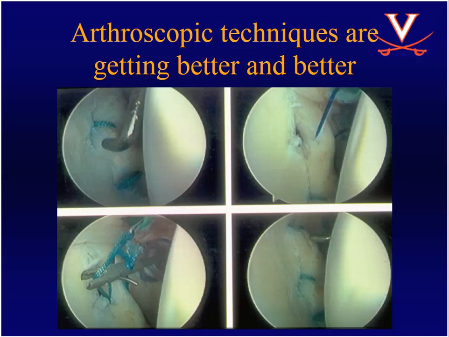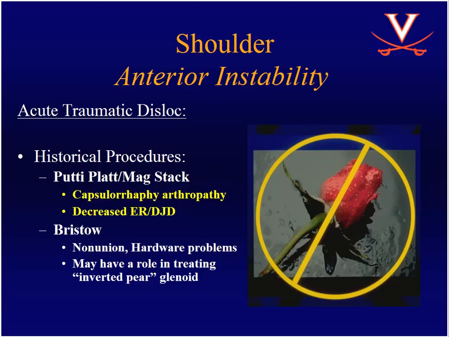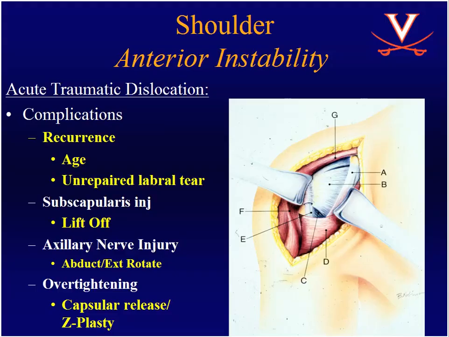Historically, there's been a variety of procedures for anterior instability. The one that works the best is the anatomic procedure. Anytime on your boards or in practice, if you're thinking about what procedure to do, go with the anatomic procedure because it works the best. In the shoulder, that happens to be a Bankart repair and a capsular shift. In the ankle, that happens to be a Brostrom operation. So repair the normal anatomy whenever possible.